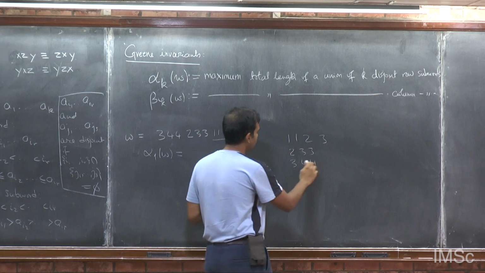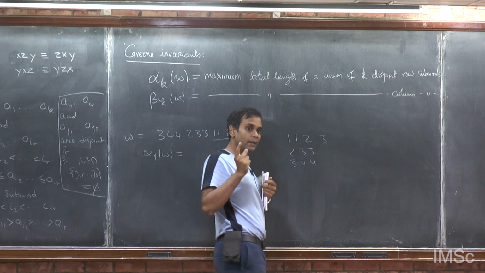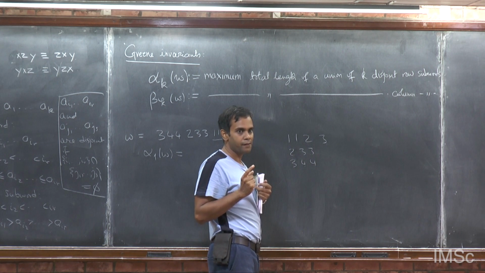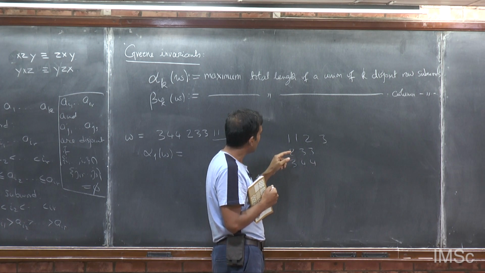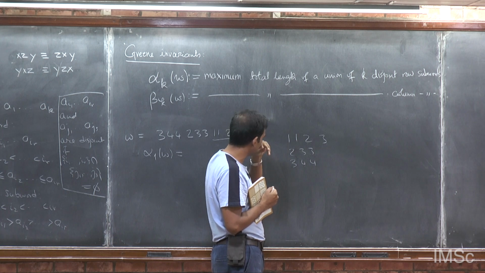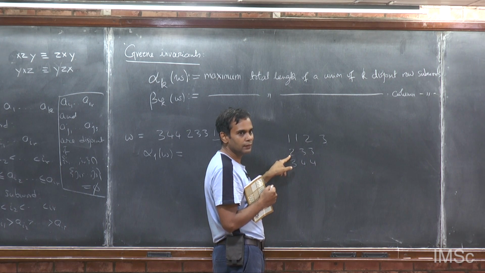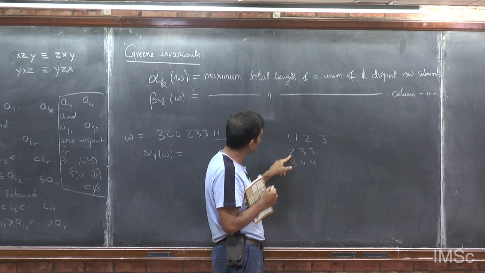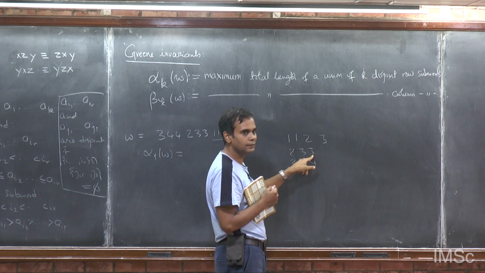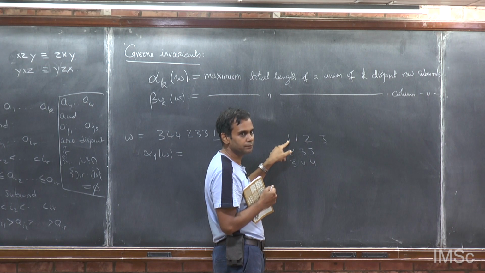You are reading it like this: 3, 4, 4, 2, 3, 3, 1. So you have a subword of length 4. Can you do any better? Suppose you had a row subword, and suppose I started with 2 and I want to look at a row subword that contains this 2. After this what can I do? I can only use the elements to its right. I cannot use any elements in this particular column.